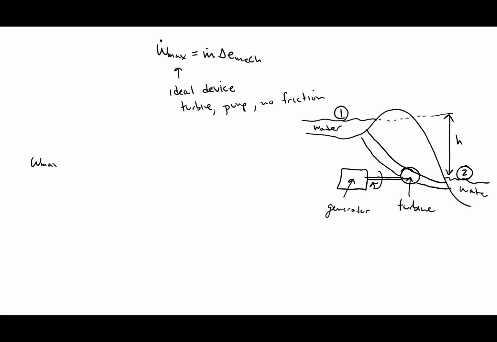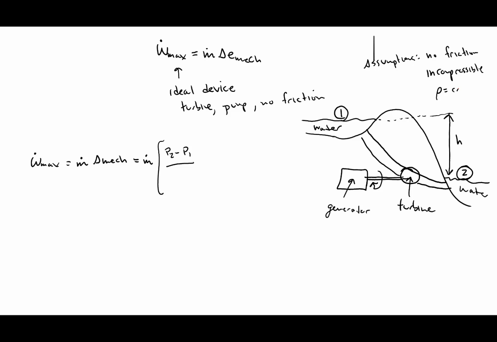So the maximum work is equal to the mass flow rate multiplied by the change in mechanical energy. So this is equal to the mass flow rate multiplied by P2 minus P1. And remember, let's write down what our assumptions are. We're assuming no friction. We're also assuming that this is incompressible flow, so in other words, the density is constant. So I'm going to put rho as constant.